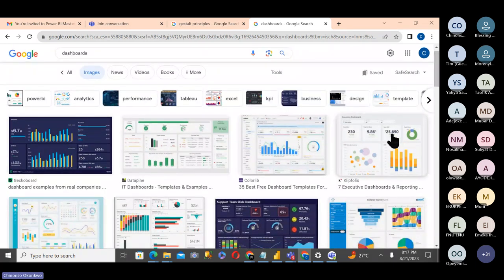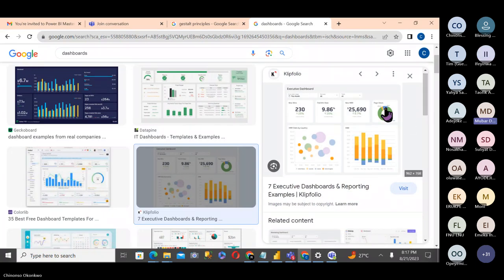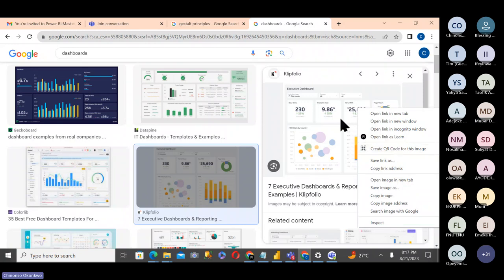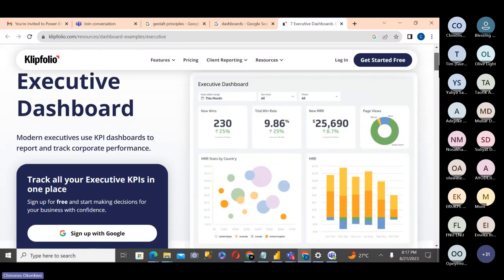Okay, I think I have a perfect example. This is something I want to use to explain. Let me see if there's a way I can make this clear. So look at this now. Mubarak, please, can you see my screen? No, not yet. Okay, what are you seeing right now? I'm only seeing the browser. Okay, I'm seeing it now. So are you seeing an executive dashboard?